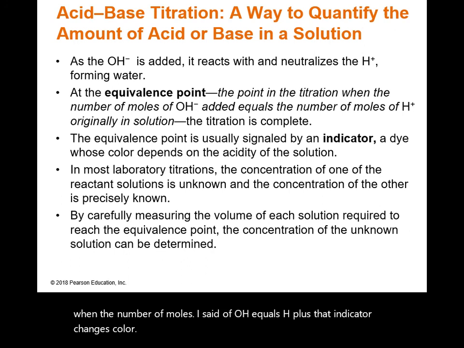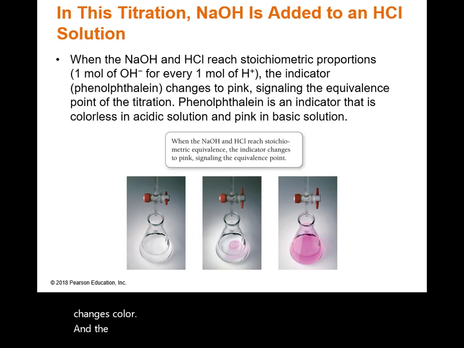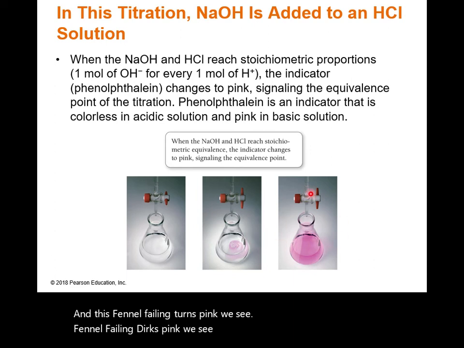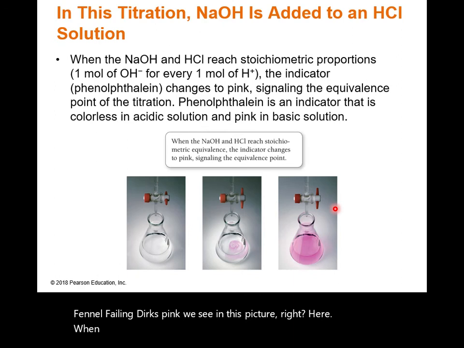And the indicator that we use usually in Chem 10 lab is phenolphthalein. And this phenolphthalein turns pink, like we see in this picture right here, when the equivalence point has been reached. We use that information to back calculate. Let me show you an example.